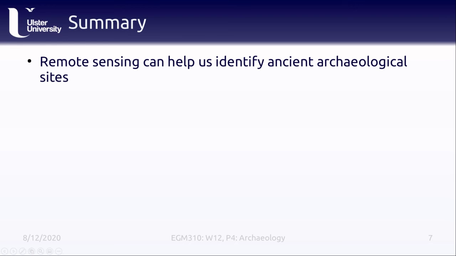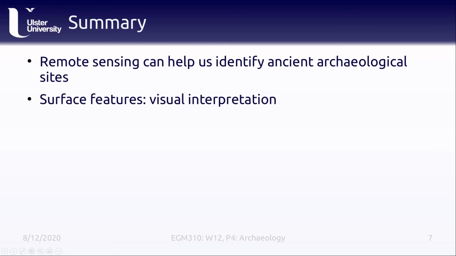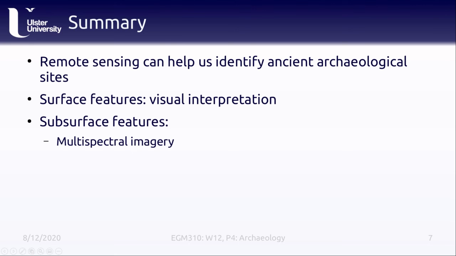In this lesson, we have discussed how remote sensing can help us to identify or discover archaeological sites, both ancient and modern. We can map surface features using the same elements of visual interpretation that we've discussed previously, using shape, texture, patterns, shadows, and other features to help us identify archaeological sites. Subsurface features can be detected in a number of ways, including through the use of multispectral imagery to enhance subtle differences in plant health or soil moisture and chemistry.